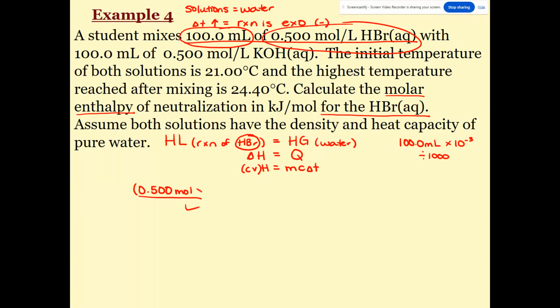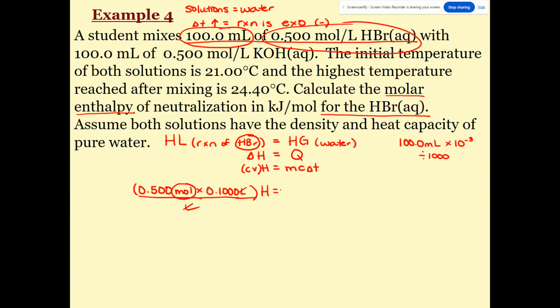So that means my volume is 0.1. Technically, it has the same sig digs. Do you have to write all those zeros? No. But technically, when you convert something, you keep the same number of sig digs in it. Okay, so my liters cancel, and I am left with moles of HBr on the left-hand side.